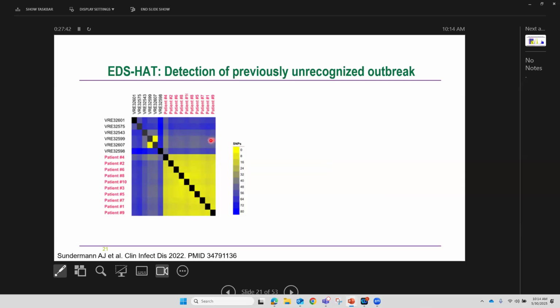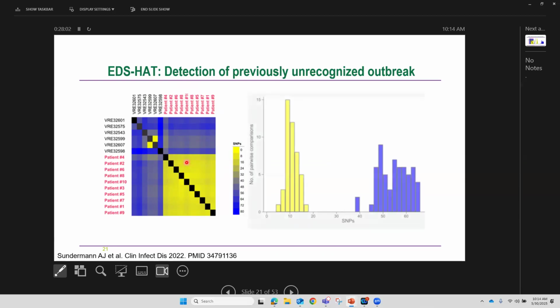This is a heat map showing a bunch of patients in a VRE cluster. You can see through this heat map, based on the small number of SNPs, these are highly related isolates of VRE. And that's a red flag that we've got an outbreak. When we looked at the SNP distribution between what we thought were outbreak strains and other VRE isolates in the hospital, clearly they were clustering together.